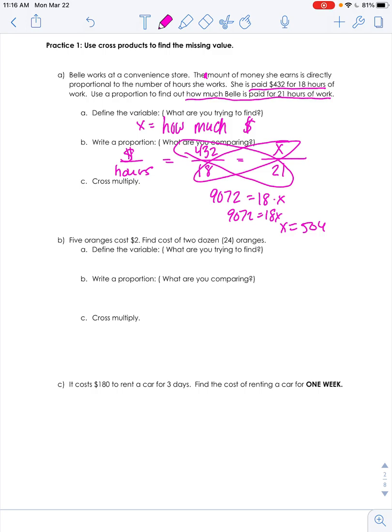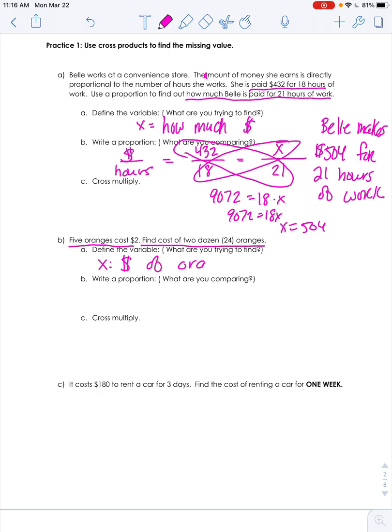So what does that mean? It means Belle makes $504 for 21 hours of work. Okay, then going over example 2, 5 oranges cost $2. Find the cost of 24 oranges. So our x is cost of oranges. What are we comparing? The cost to the number of oranges.